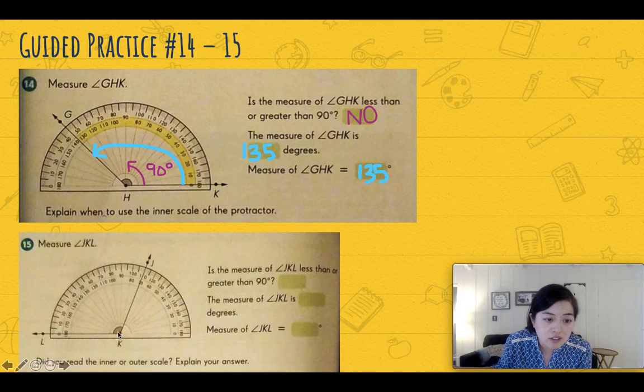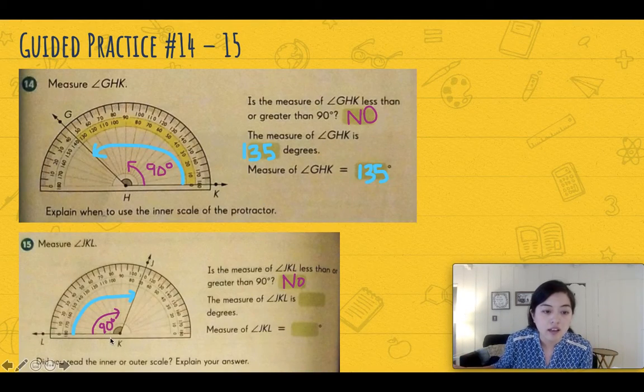Now, where's 90 degrees? 90 degrees is right here. So if this ray went all the way here, that'd be 90, right? But it goes past 90, so it is not less than 90 degrees.